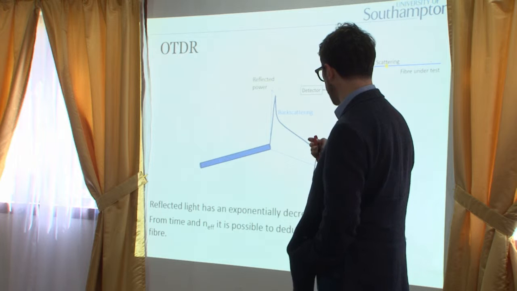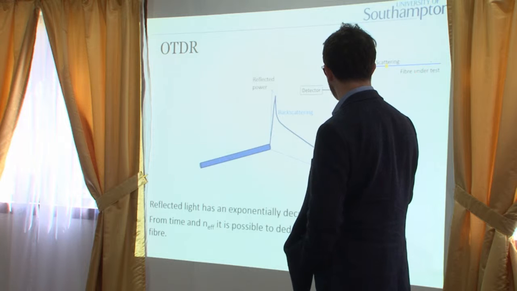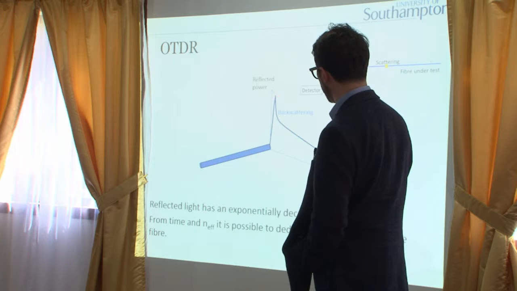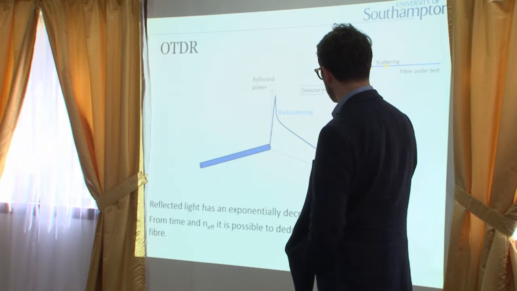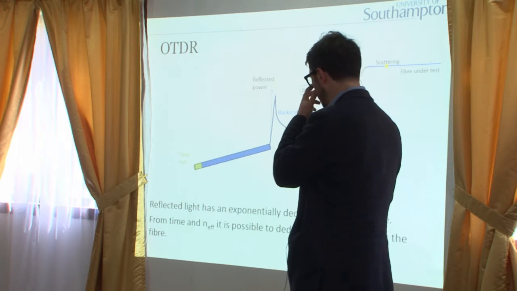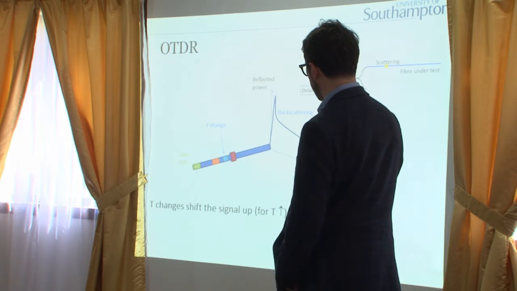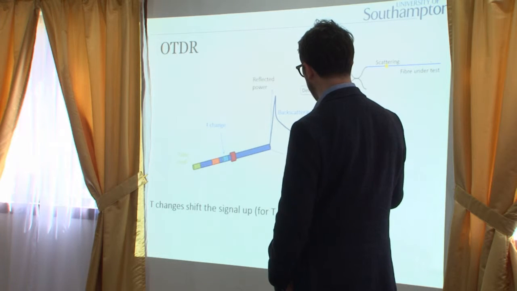So this is the kind of trace that we will observe. If we launch light into the fiber and detect the backscattered light at the same frequency, we will have a spike where the light is injected, and then a decrease with the distance. And this will then have a reflection at the end. This is a typical pattern for Rayleigh scattering. If we have changes in between, then we will have changes in the reflection. For example, a change in the temperature implies that this is going to go up or go down.